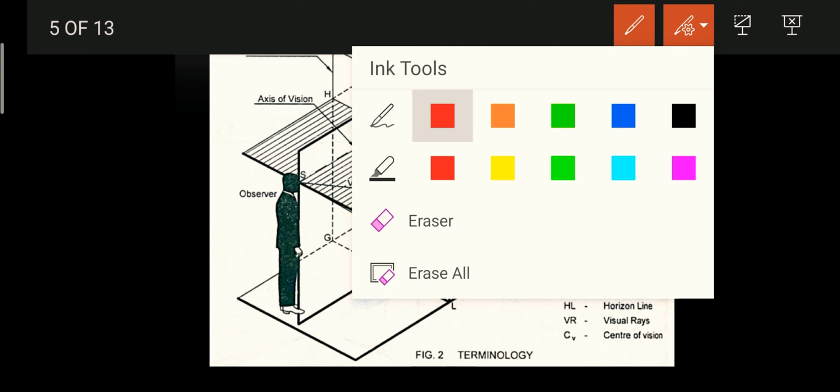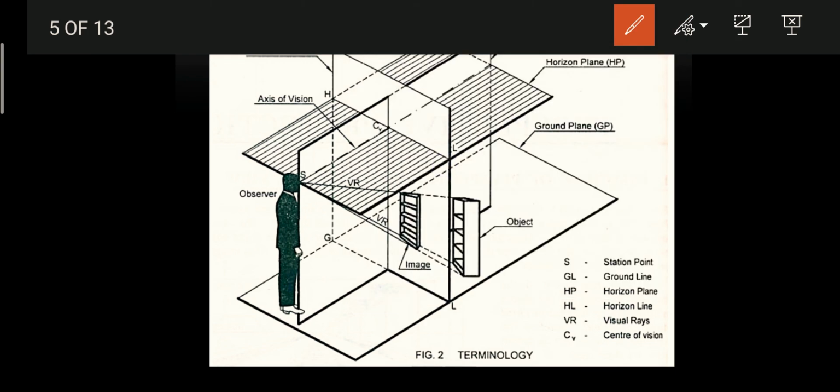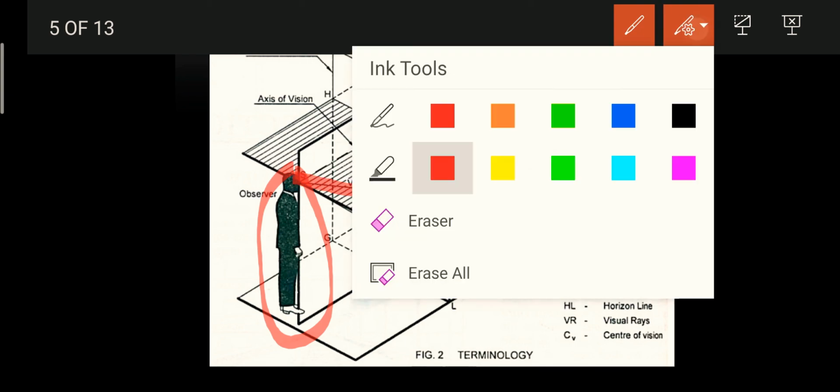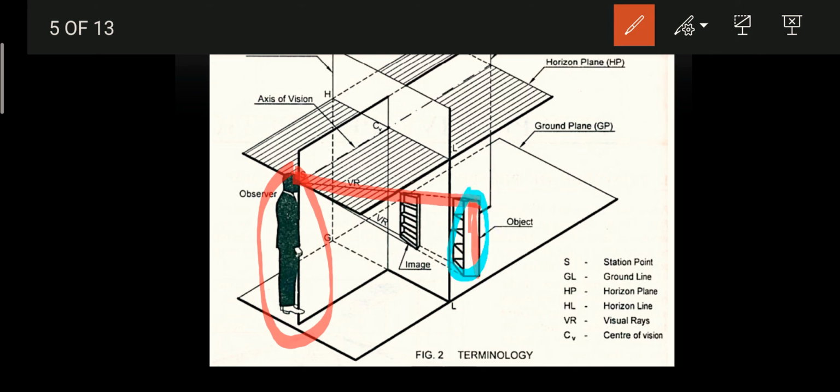Okay, let me explain these terminologies. First one is station point. Station point is a point from where a person or an observer sees an object lying in front of him. This is the object and this is a person or observer, and this point is called station point, from where the observer can see the object.